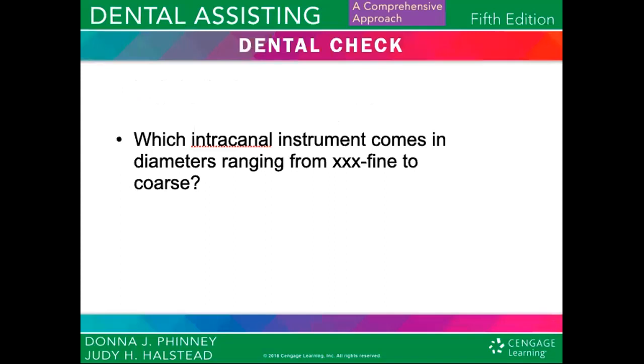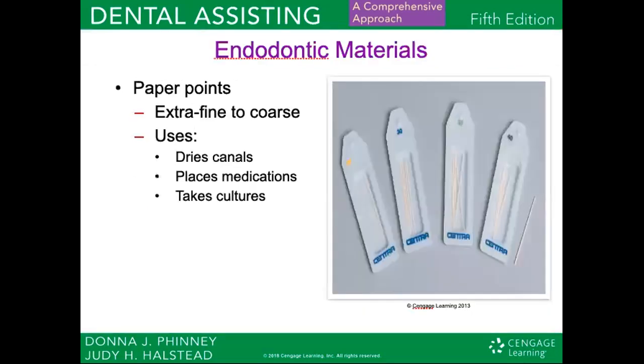Which intracanal instrument comes in diameters ranging from extra, extra, extra fine all the way to coarse? This is the barbed broach. All right, so talking about paper points, these come in various sizes from extra fine to coarse, and they are used to dry canals, place medications, and take cultures.